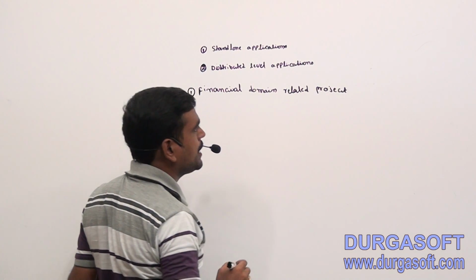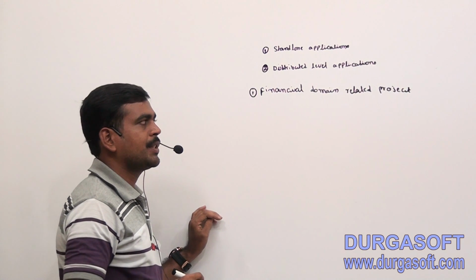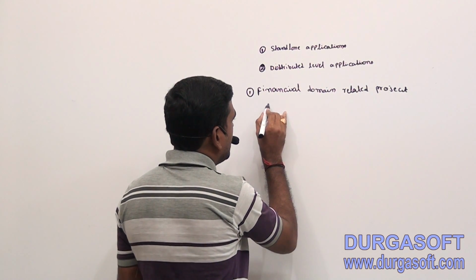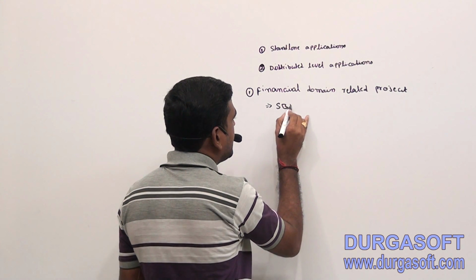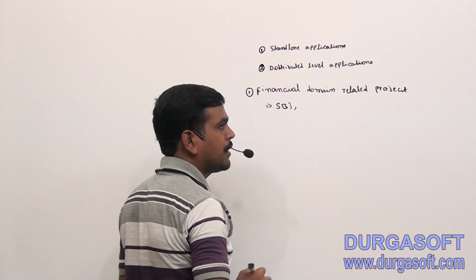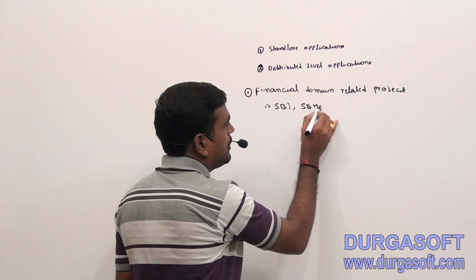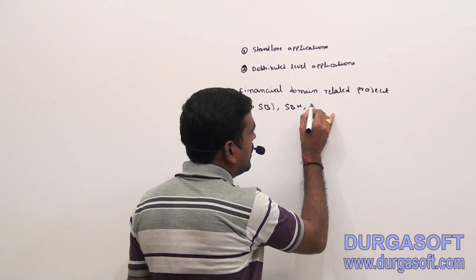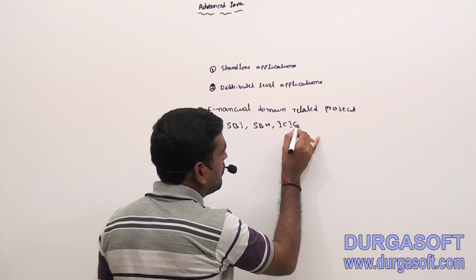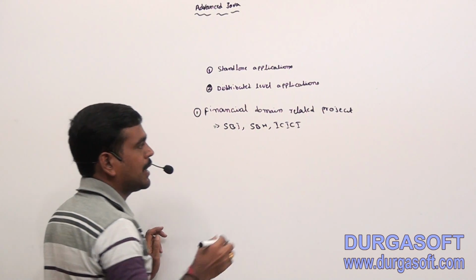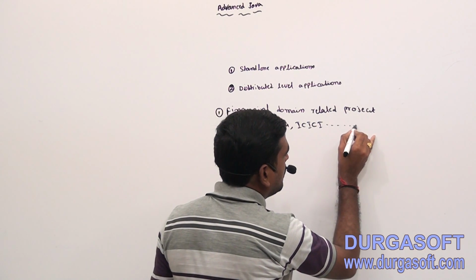So many financial domain related projects are there. For example, SBI is one of the financial domain related projects, State Bank of India. SBH is one of the financial domain. ICICI Bank is one of the financial domain, etc.